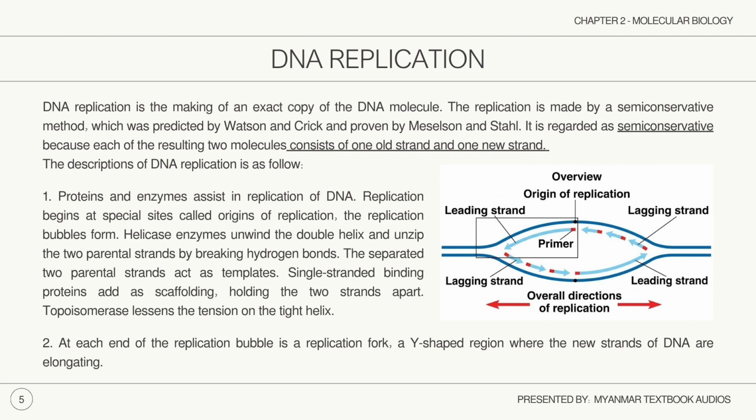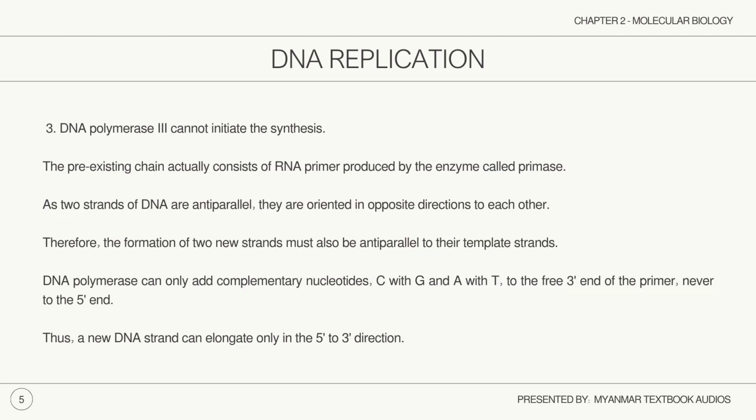2. At each end of the replication bubble is a replication fork, a Y-shaped region where the new strands of DNA are elongating. 3. DNA polymerase III cannot initiate the synthesis. The pre-existing chain actually consists of an RNA primer produced by the enzyme called primase.